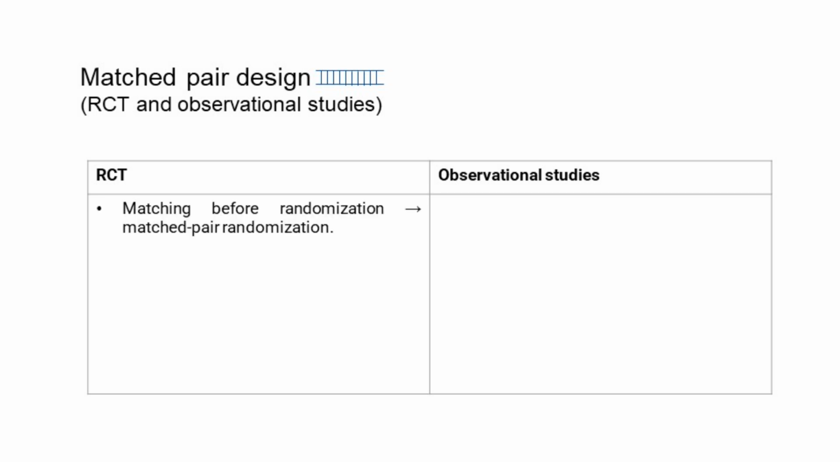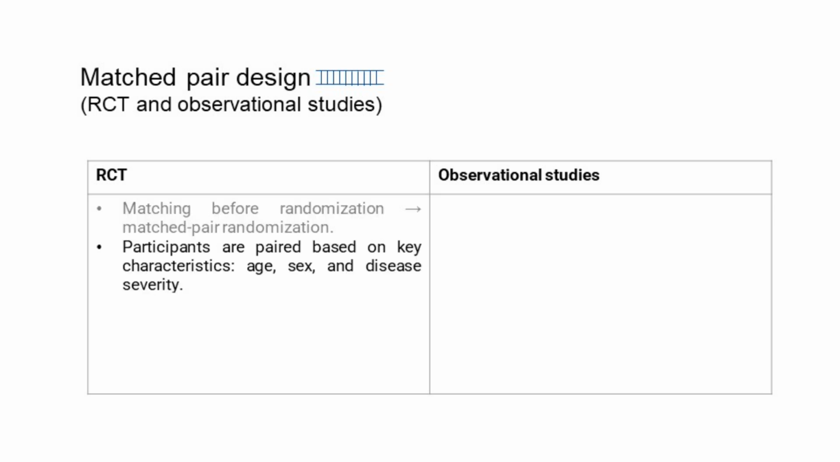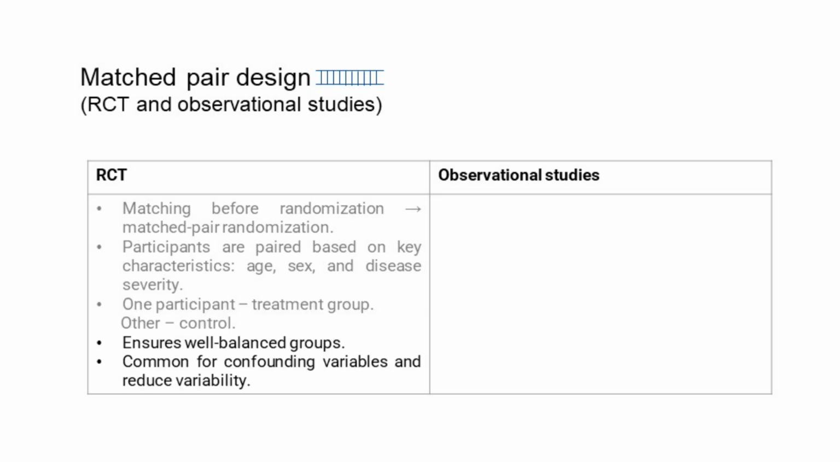In RCTs, matching can be done before randomization, matched pair randomization. Participants are paired based on key characteristics, e.g., age, sex, disease severity, and then one member of each pair is randomly assigned to the treatment group and the other to the control group. This helps ensure that treatment and control groups are well balanced while still maintaining the benefits of randomization.